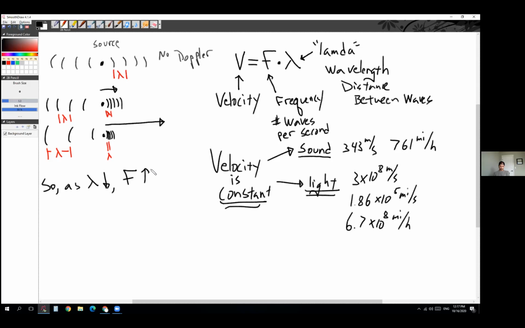If I change the wavelength, the frequency has to change in the other way, inversely. It has to do the opposite, so that when I multiply those together, I still get the velocity of sound, which is constant. Also, if the wavelength goes up, the frequency goes down. And this is called the Doppler effect. That's how the Doppler effect works for sound.